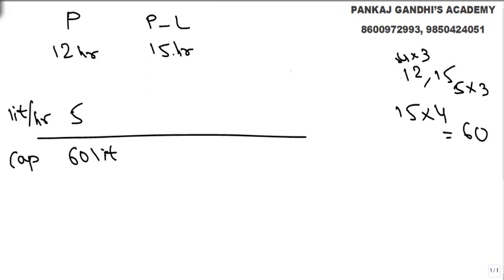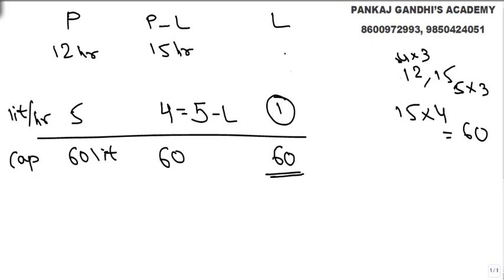Together, pipe filling, leakage emptying, 15 hours 60, so per hour 4. But out of that, pipe fills 5 minus leakage is 4. So leakage per hour is 1. Leakage per hour empties 1. So to empty full tank 60, how much time will be needed? 60 hours.